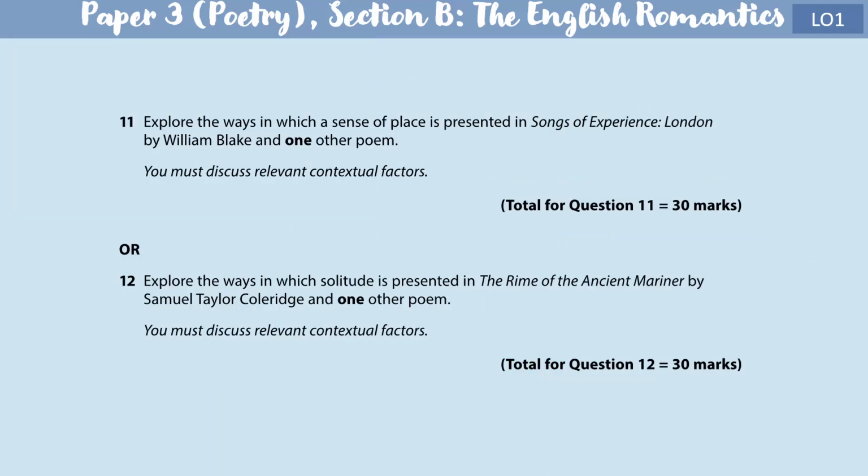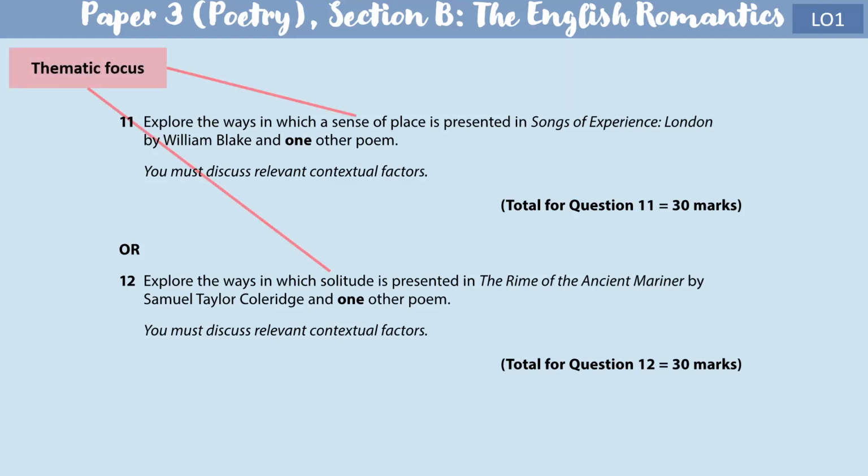So this is what the questions will look like in the question paper. And the Romantics questions are always questions 11 and 12, so you'll need to flick through the booklet to the page that has these questions on it. And let's look at the question styles here. So they both start with explore the ways in which, and the first question, a sense of place is presented in Songs of Experience London by William Blake and one other poem. You must consider relevant contextual factors.